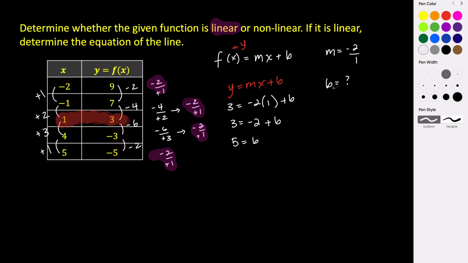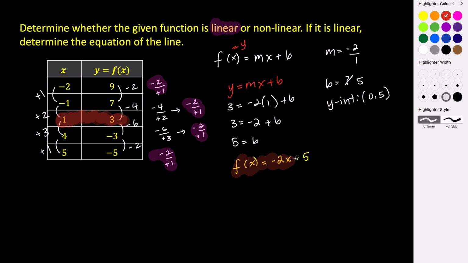So the value of b is 5, which means our y-intercept has the ordered pair 0, 5. So we know that this value is 5 here. And we have m. So our equation is going to be f of x equals negative 2x plus 5. So this right here is the equation for our linear function.